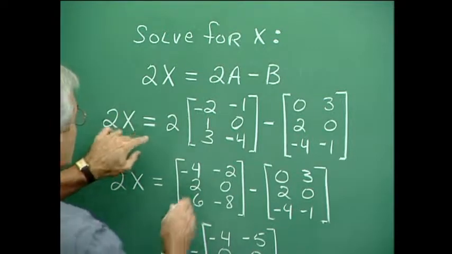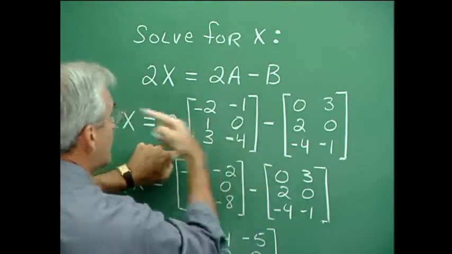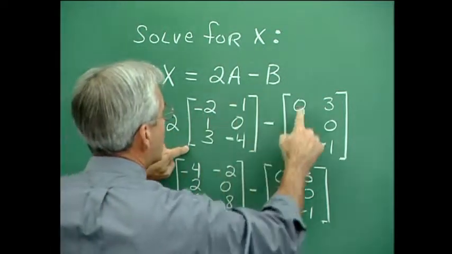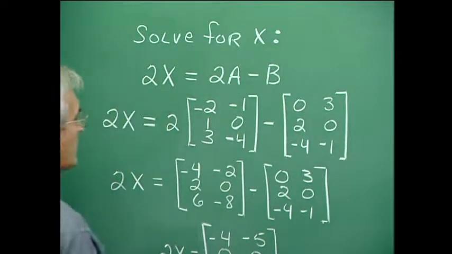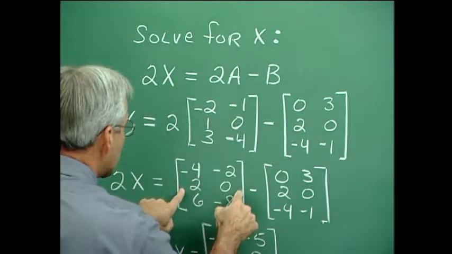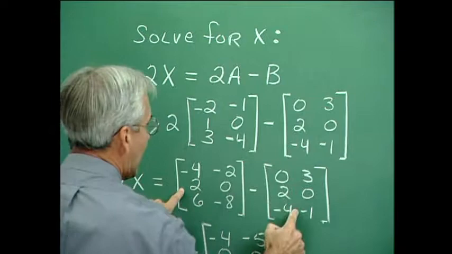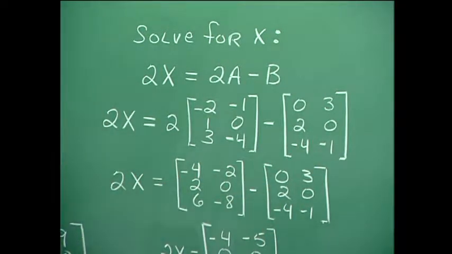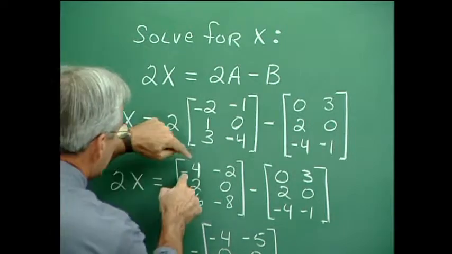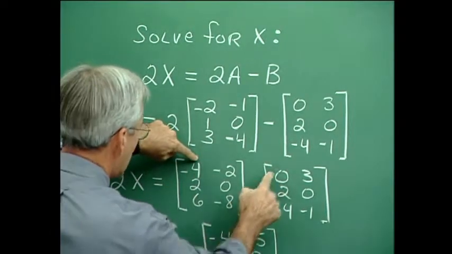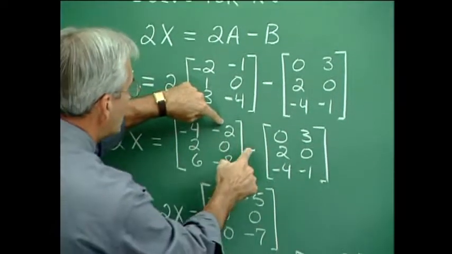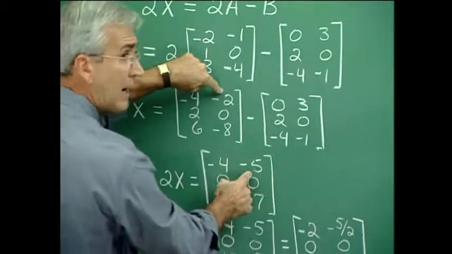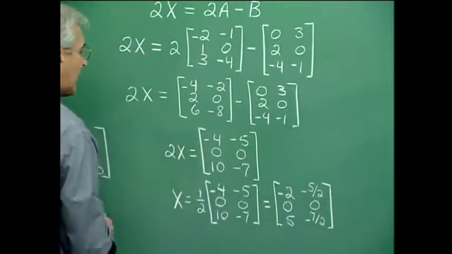So we have 2x equals 2 times A, and the A is from before, and then minus the B from before. You see, and now 2 times this using our scalar multiplication. Subtract this, we bring it down, so now we subtract corresponding entries. And just as an example, -4 minus 0 would be -4. Then -2 minus 3 would be -5. And so on to get all of that business.